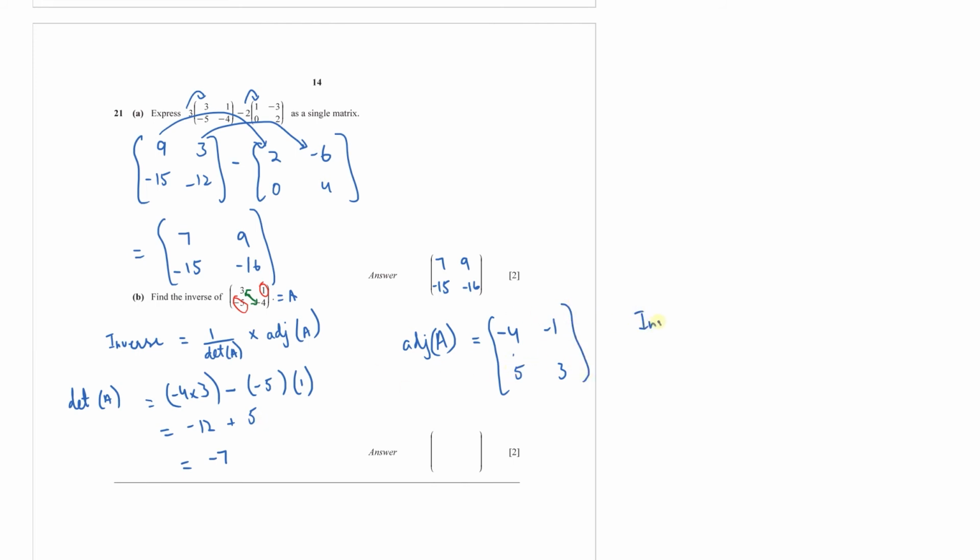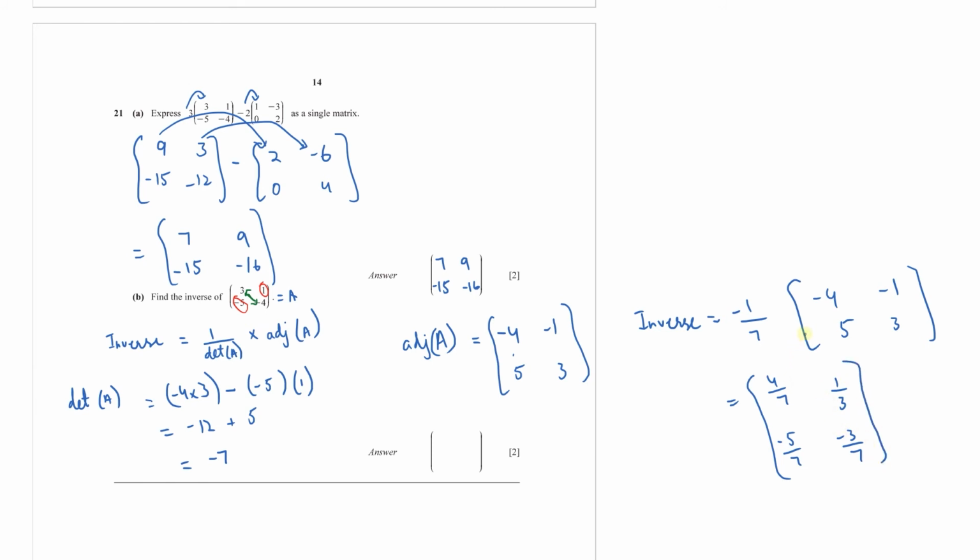So now the inverse is 1 over the determinant, 1 over minus 7. So this is minus 1 over 7. And then the adjugate is minus 4, minus 1, 5, and 3. And if you want, you can bring this minus 1 over 7 inside. So you get plus 4 by 7, plus 1 by 7, minus 5 by 7, minus 3 by 7. So this will be your final answer. 4 over 7, 1 by 7, minus 5 over 7, minus 3 over 7.